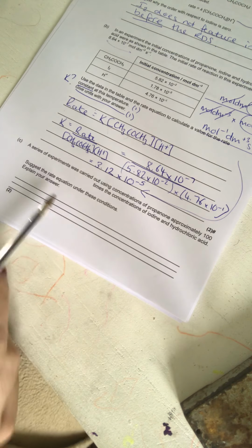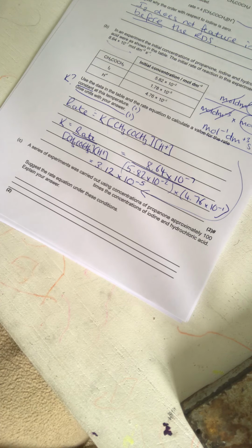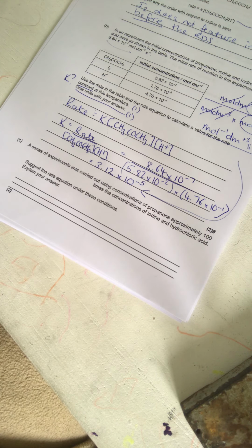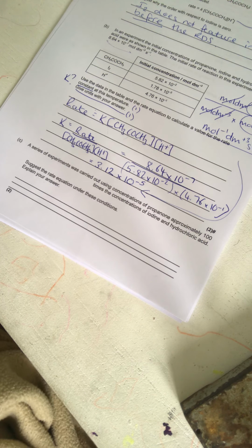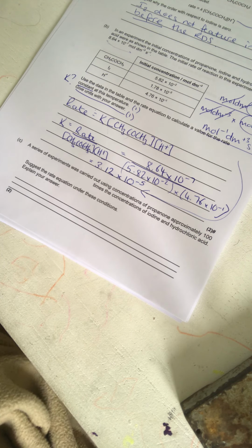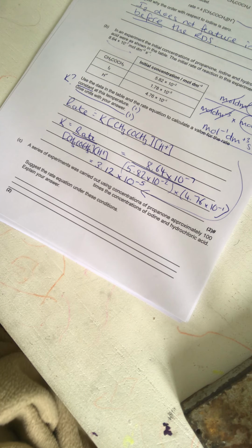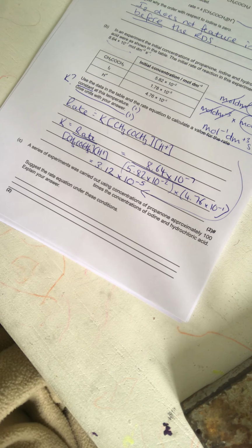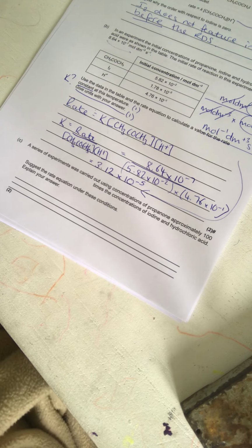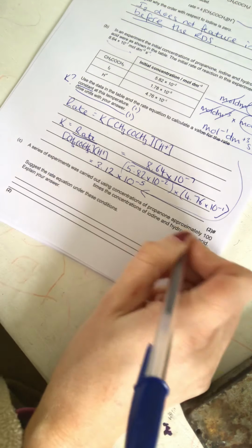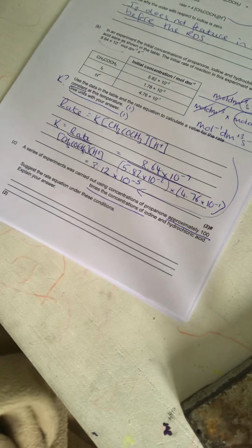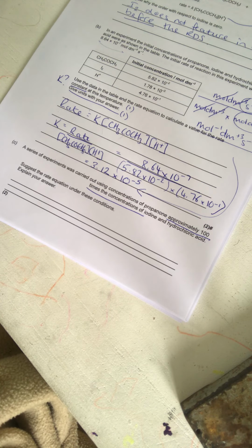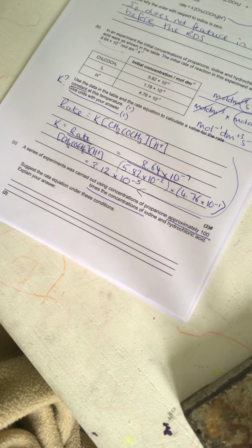This final one, I remember from marking, provided people with quite a few issues, and once you know, it's obvious, which is a silly thing to say. It's not a difficult question, but it did stump people. But if you get one similar to this again, then hopefully you will pick up those marks. So it said a series of experiments was carried out using concentrations of propanone approximately 100 times the concentrations of iodine and hydrochloric acid. Suggest the rate equation under these conditions.